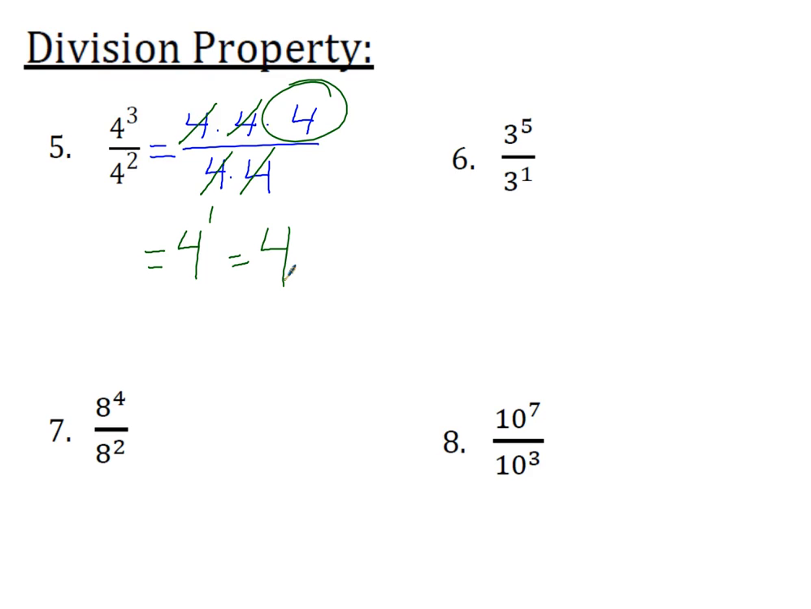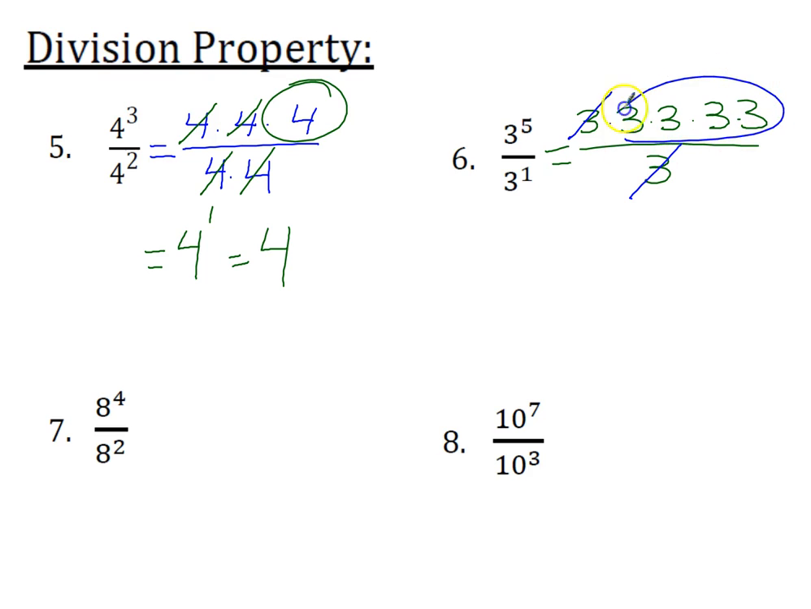So for 3 to the fifth times 3 to the first, we're going to put 5 3s on top, 1 3 on the bottom, and cancel out as many 3s as I can. So cancel out, cancel out. And what is left is we have 4 3s in our numerator, so it's just going to turn out to be 3 to the fourth power.